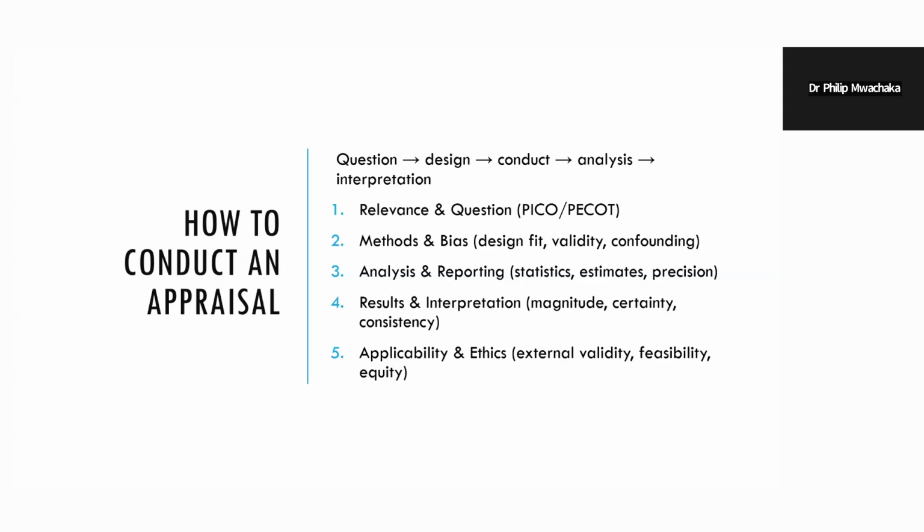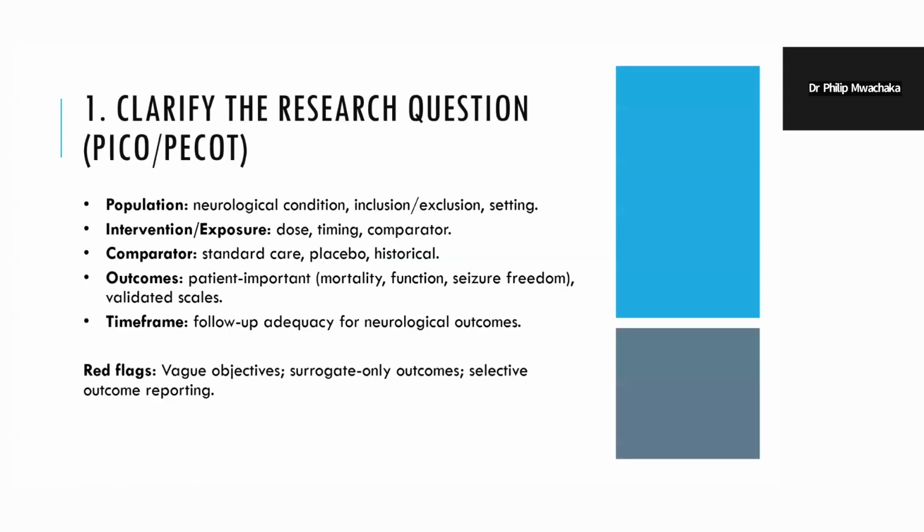So looking at the relevance and question, there are some tools that are important. We'll be talking about that, the PICO and FINER tool. And then looking at methods and bias, okay? Look at analysis and reporting, then results and interpretation, and the applicability and ethics. This is extremely important, the ethical considerations of the research. So on the first point, the research question.